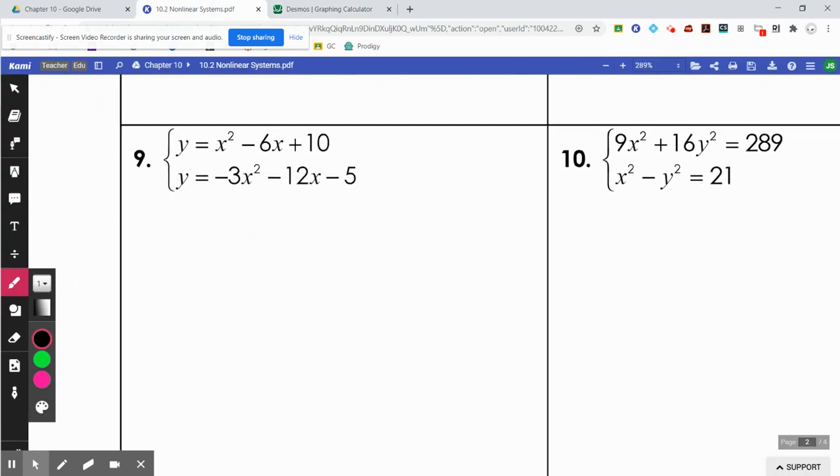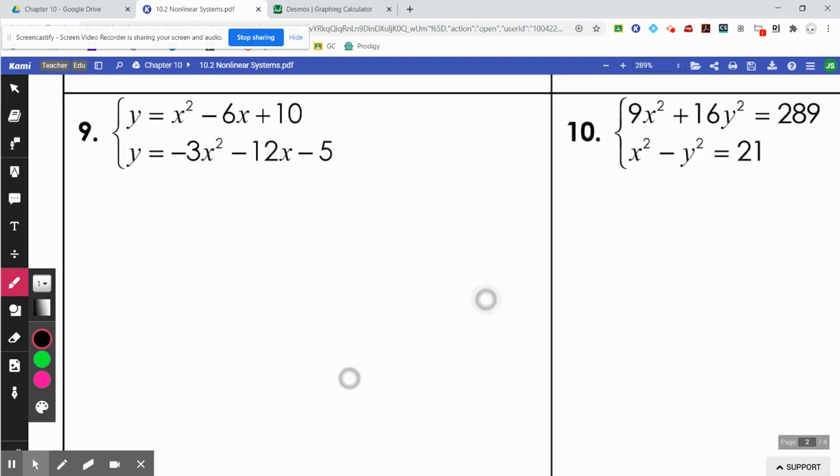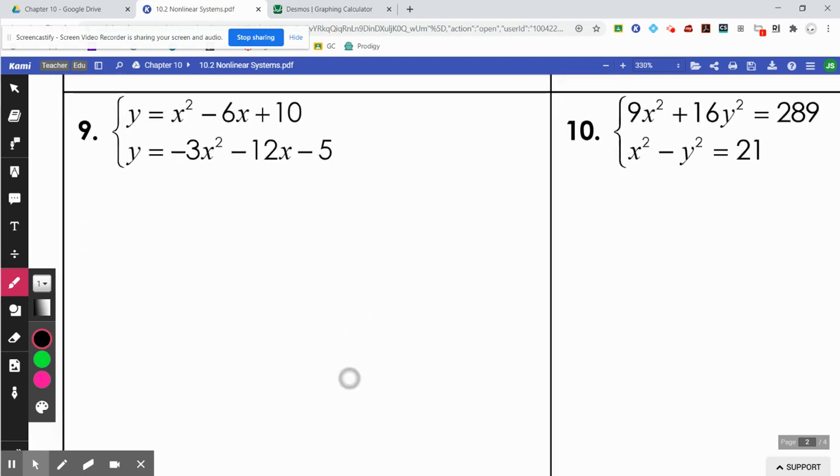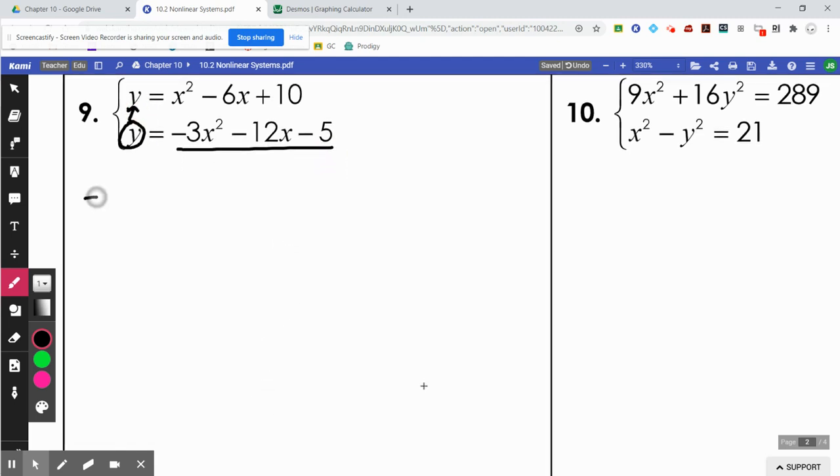We have 2 parabolas here, and again, we can solve this with substitution or elimination. You've got to be careful because if you want to use elimination, you're trying to eliminate the x's. You've got to multiply something by the first equation that would get these and these to cancel, and I don't think that's going to be possible. Now, you could eliminate your y's, but why not just go ahead and substitute? Since y is equal to this, plug it in for y. So that gives you -3x squared minus 12x minus 5 is equal to x squared minus 6x plus 10.